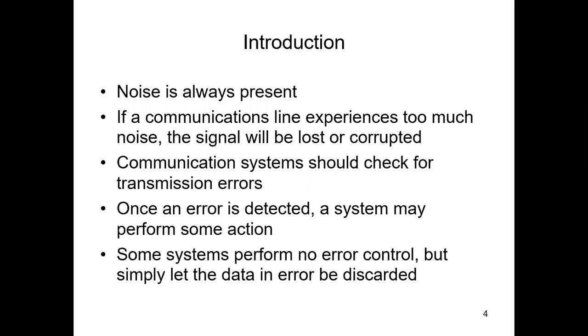Communication systems can check for transmission errors. Once an error is detected, the system may perform some actions that we'll discuss further in this lecture. Some systems may perform no error control, but simply let the data with errors be discarded. So they don't actually correct the errors. If something is not okay in the message, they simply discard the message. So there are two ways: either the error is detected and controlled, or we can just ignore it.